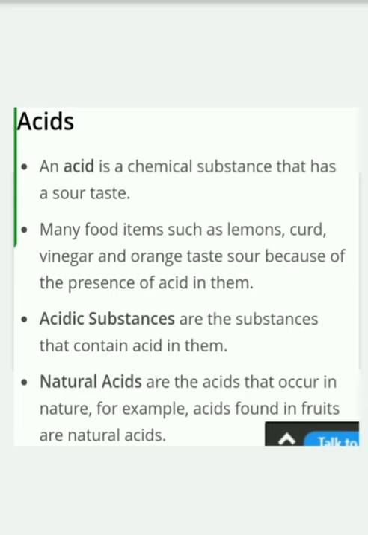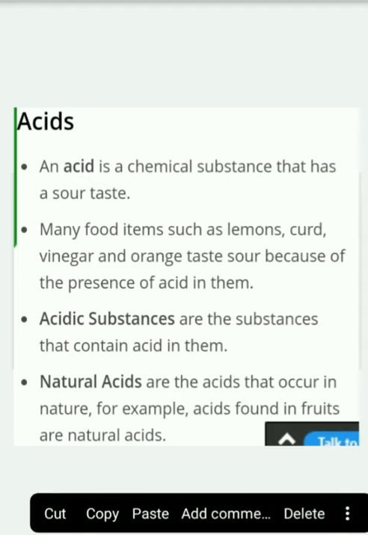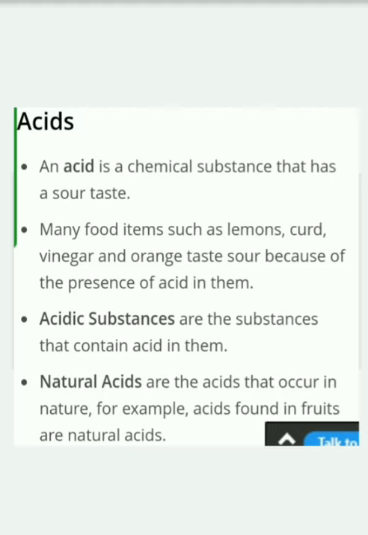An acid is a chemical substance that has a sour taste. Many food items such as lemons, curd, vinegar and orange taste sour because of the presence of acid in them. Acidic substances are the substances that contain acid in them. The natural acids are the acids that occur in nature. For example, acids found in fruits are natural acids.